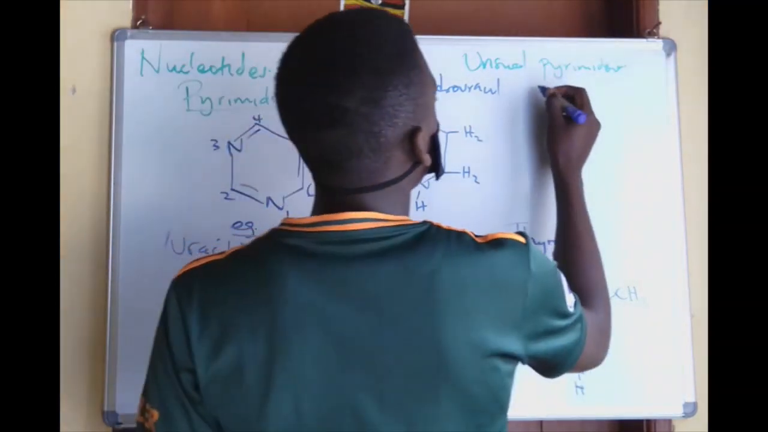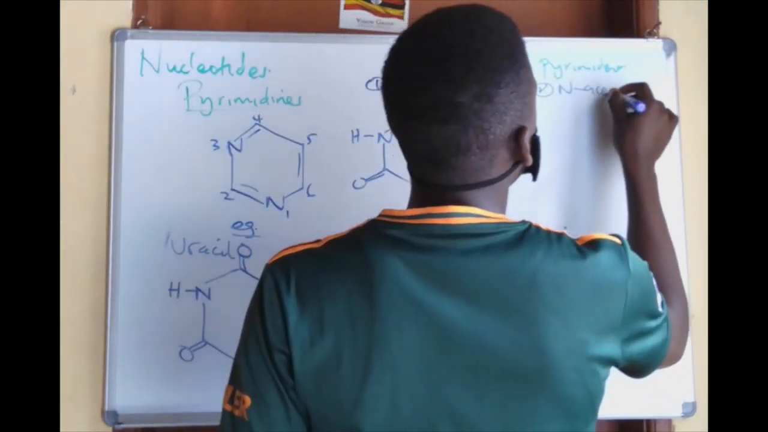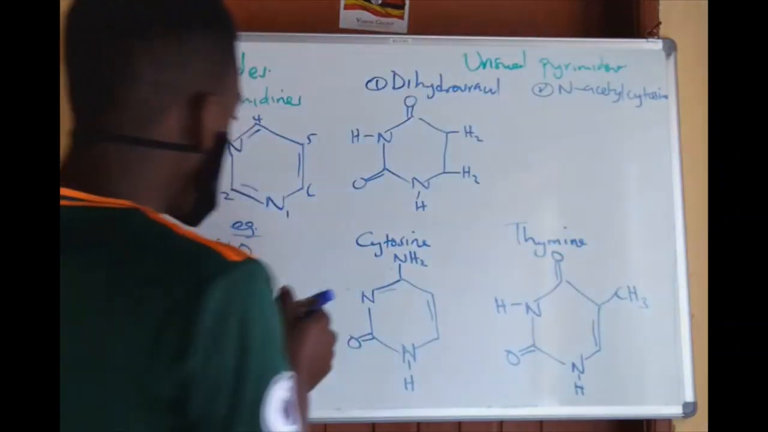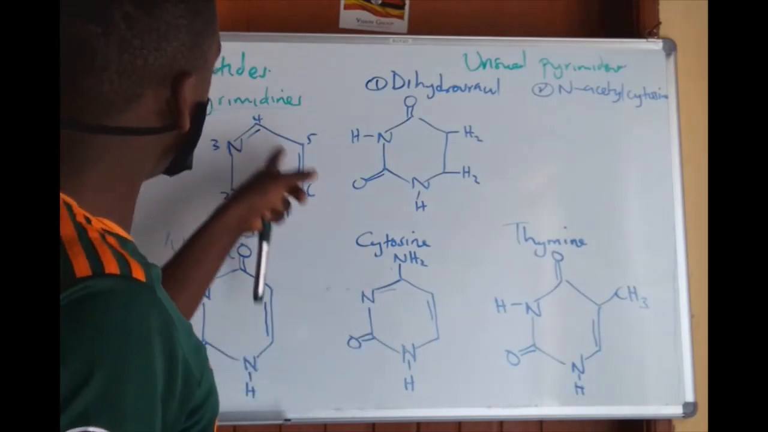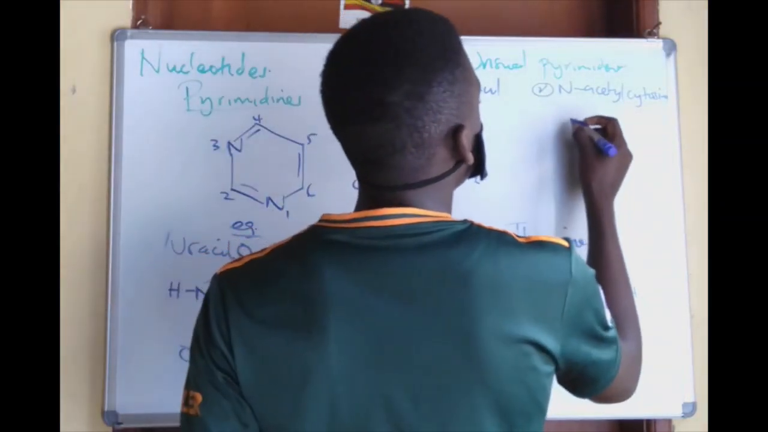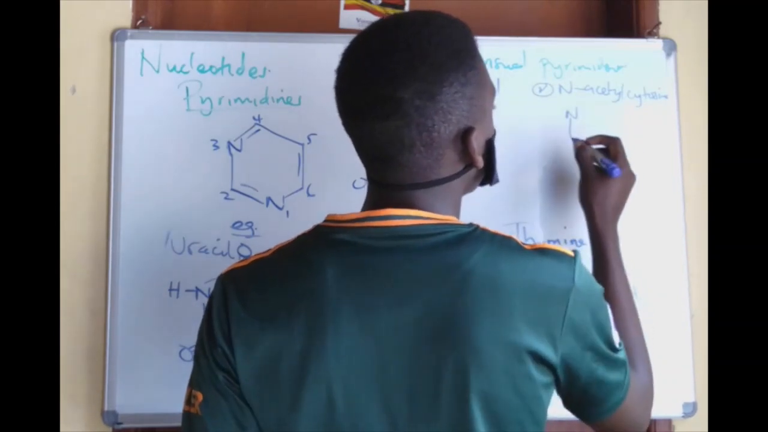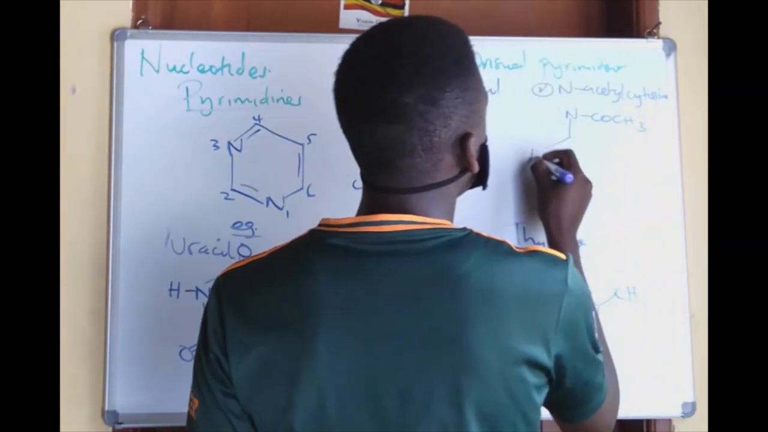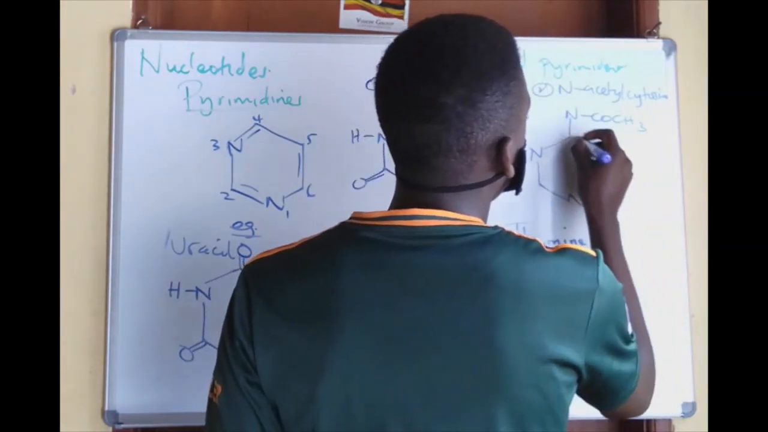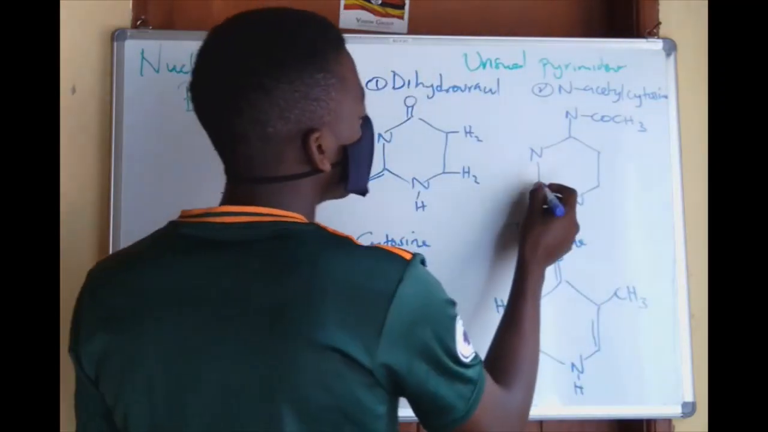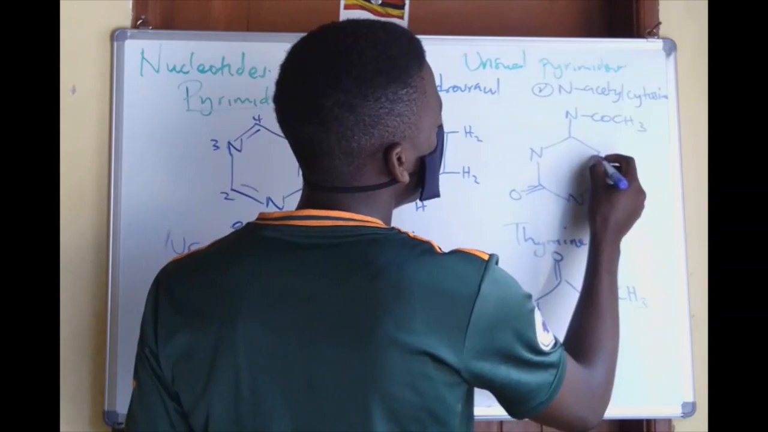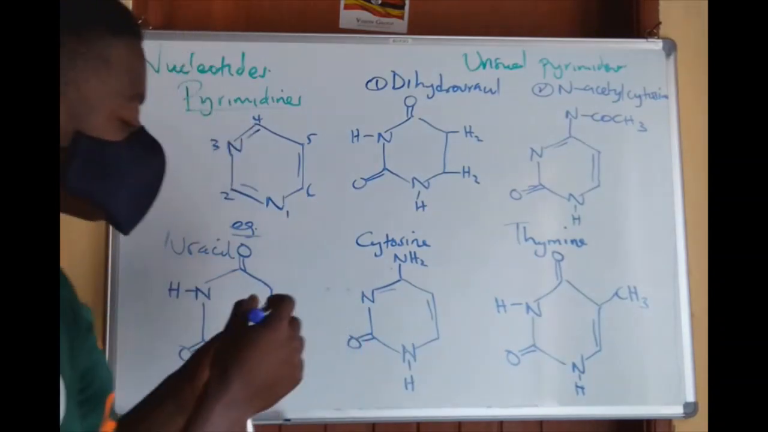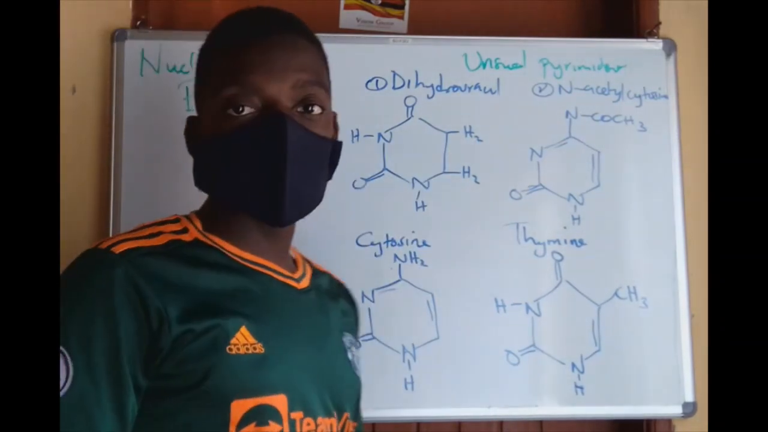We can also have another unusual base, N-acetylcytosine. It means that at this N up here, there is an acetyl group, like that. And this part is for cytosine, which has oxygen there. The rest is fine here, like that. So that is N-acetylcytosine.